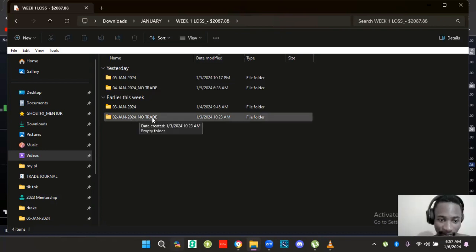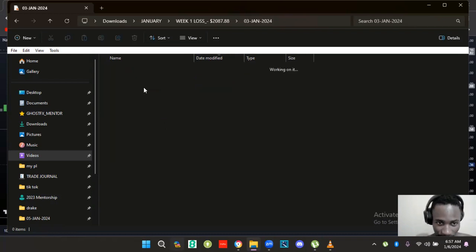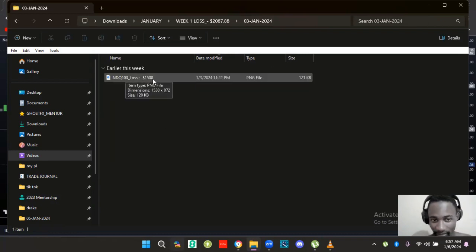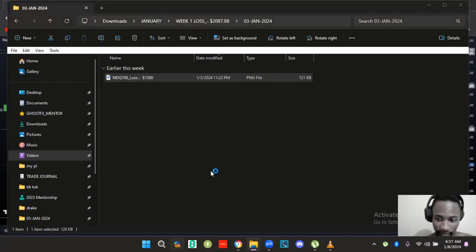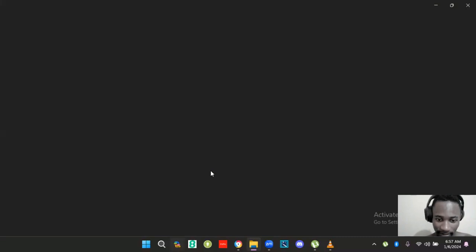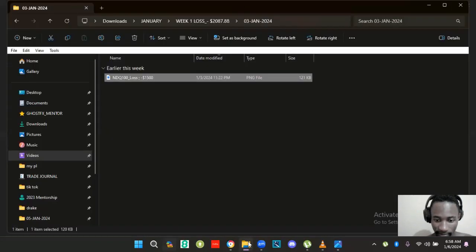You can see on the second I did not take any trade, but there was a setup, and on the third, listen, what happened? Oh, on the third is where I took the loss of 1.5. So let's see why I took the loss.